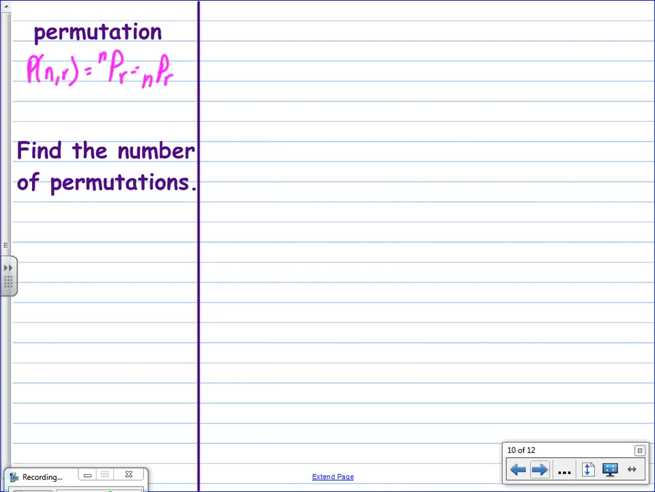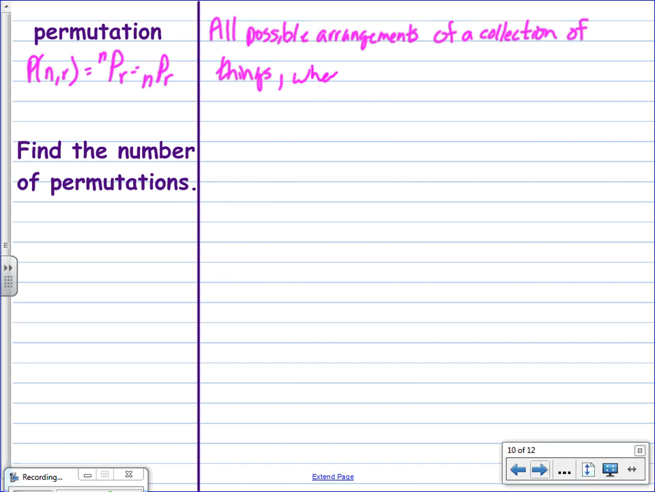Let's go ahead and actually define permutation first. So permutation is all possible arrangements of a collection of things where order is important. Okay, so order is important here.